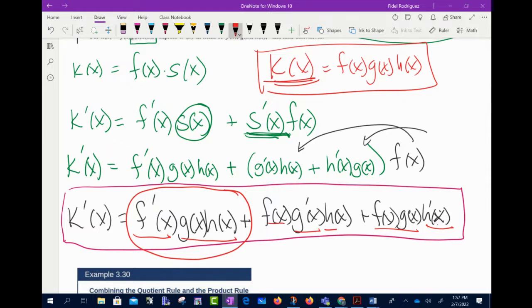That's the whole point of this particular problem, is to show you that, hey, look, if I have three, take the derivative of the first, leave the second two alone. Take the derivative of the second one, leave the first and the third alone. Take the derivative of the third one, leave the first and the second alone.